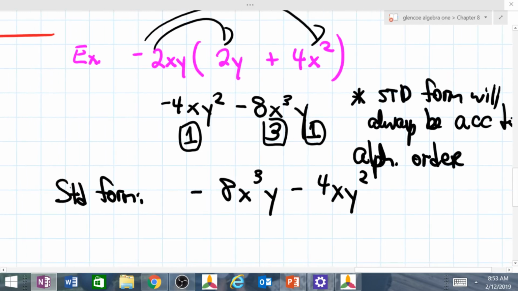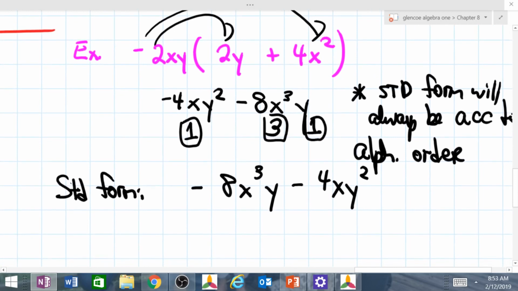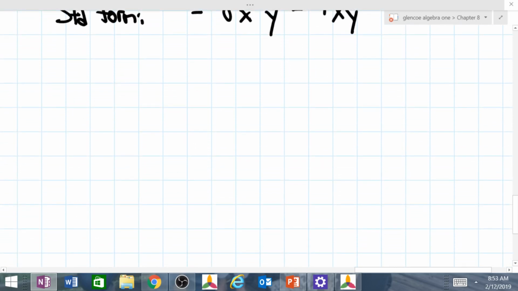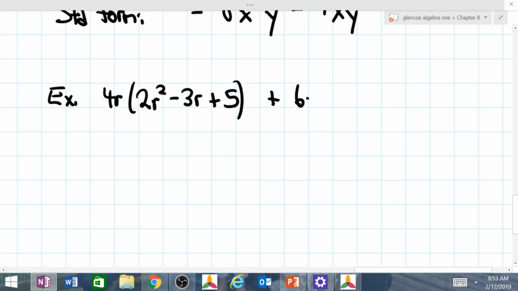All right, we're going to try one more and then I'm going to move on to the second part of the lesson. Let's do one a little bit more intense. So let's go 4r times 2r squared minus 3r plus 5 plus 6r times the quantity, 4r squared plus 2r plus 8.